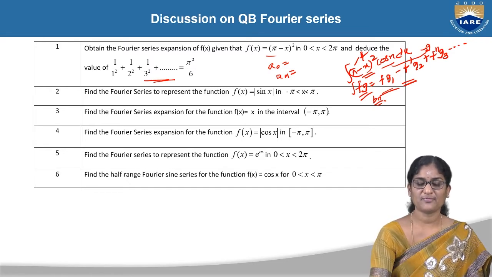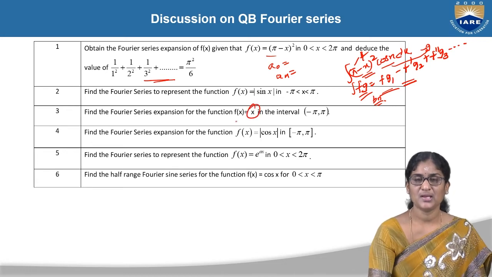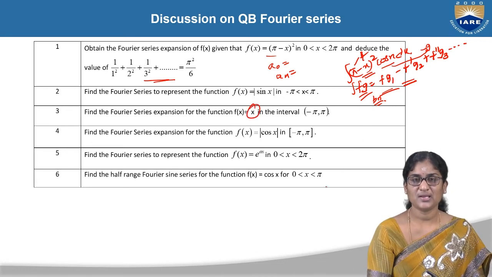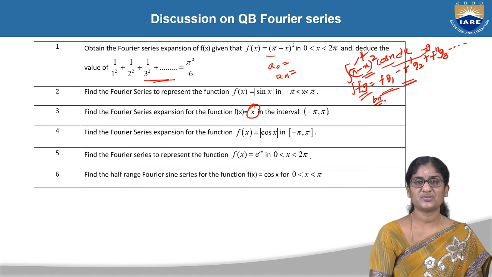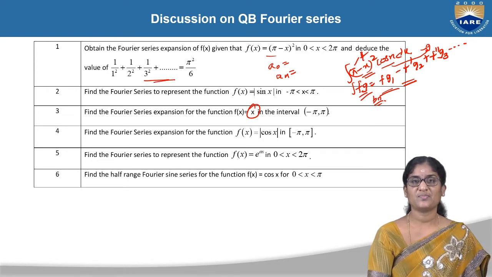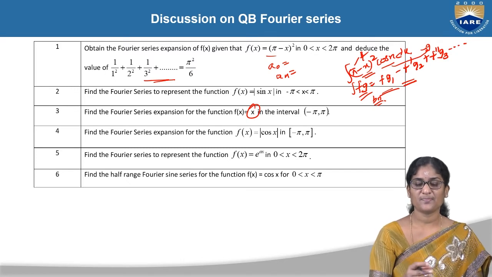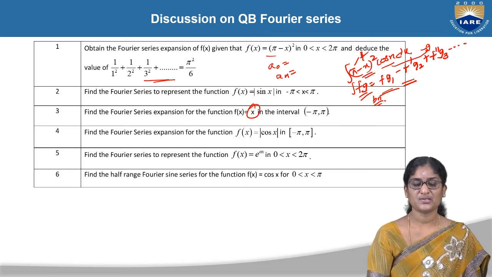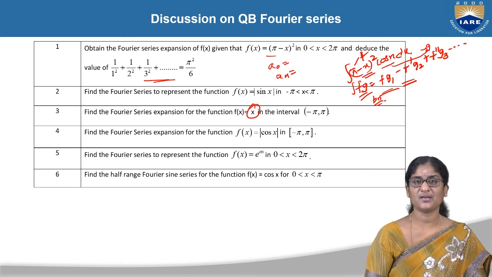Here, as the function is very easy, you can find out very easily the a naught value, that is 1 by pi integral minus pi to pi f of x dx. f of x is nothing but x. So what is the integral of x? x square by 2. Integral of x is x square by 2. So from where to where we need to do the integration? Minus pi to pi. So if you apply the limits, we are going to get the a naught value. Similarly, bn value.